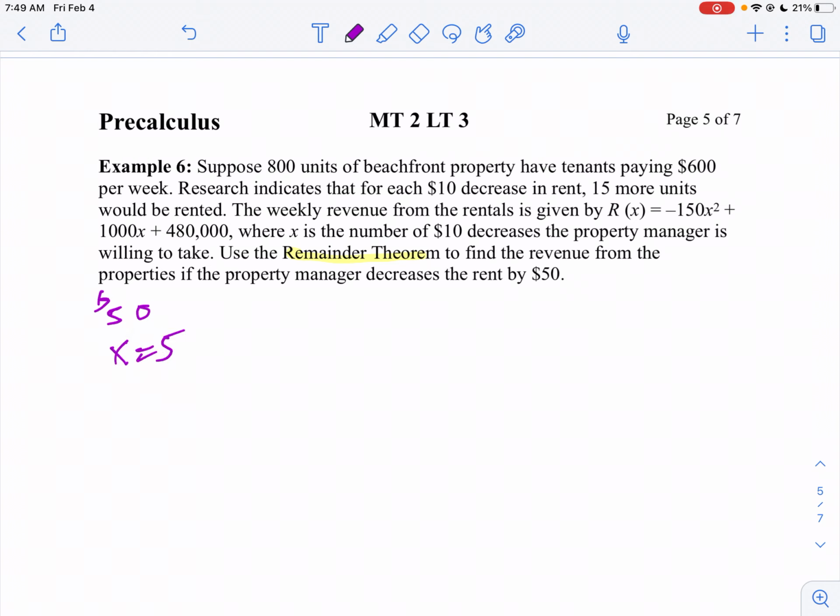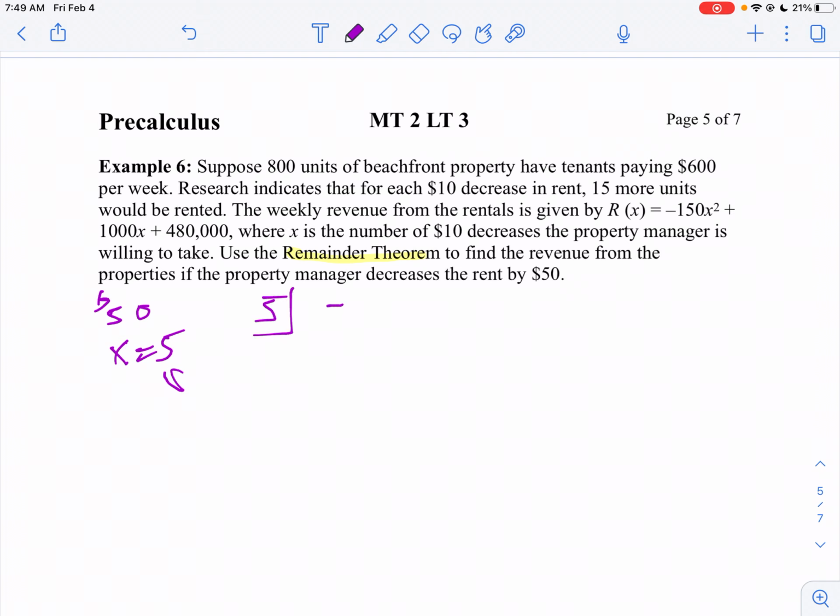Now you can do this in one of two ways. You could replace x with 5 in my variable. So negative 150 times 5 squared plus 1,000 times 5 plus 480,000. That will work. That always works. We also can use what we call synthetic substitution. I'm going to put in 5 in my synthetic division.